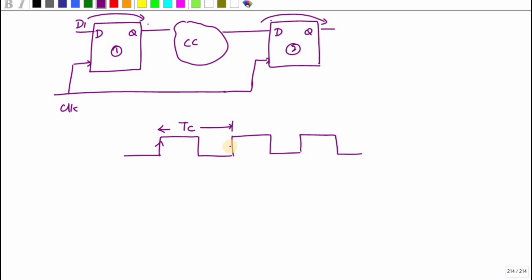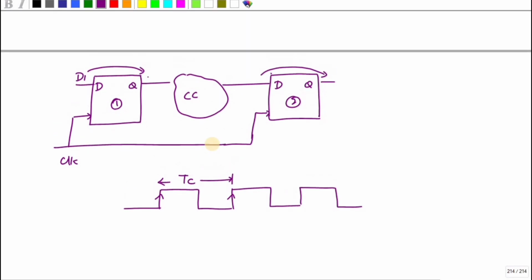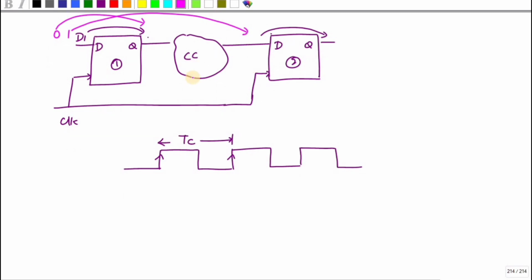During the next clock edge, what will happen? Again the next data comes. So 1 will reach here. During this next positive edge, the 0 will come here, and this 1 will reach here. This 1 has to reach this point during this clock.